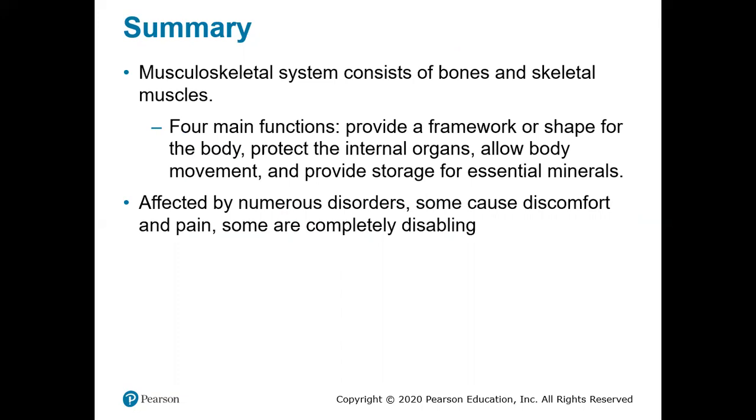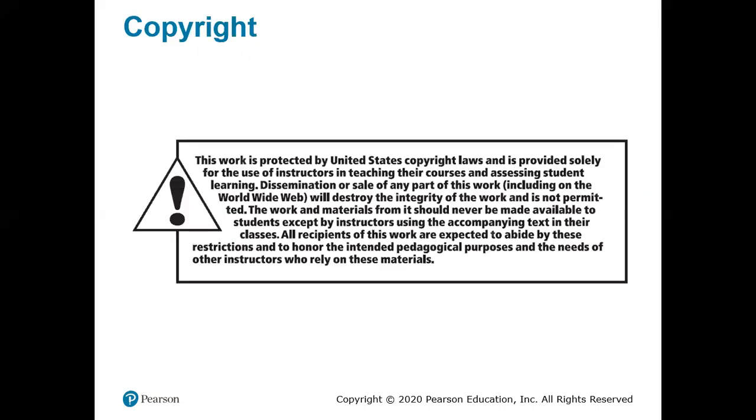So the musculoskeletal system consists of bones and skeletal muscles. There are four main functions: provide a framework or shape for the body, protect the internal organs, allow body movement, and provide storage for essential minerals. Affected by numerous disorders, some cause discomfort and pain, some are completely disabling. And that concludes our lecture for chapter 27, the musculoskeletal system.